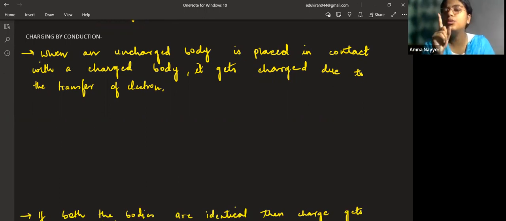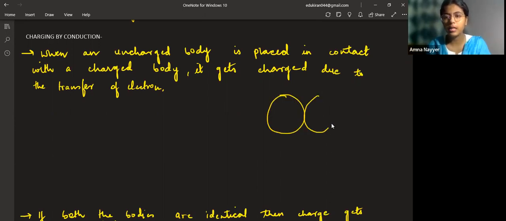In conduction, you just place the two bodies in contact. In friction, what were we doing? We were rubbing two objects, and that heat that was developing was becoming a medium for electrons to get transferred. Here in charging by conduction, you are just placing two bodies in contact with each other, like this. This is body A, this is body B.